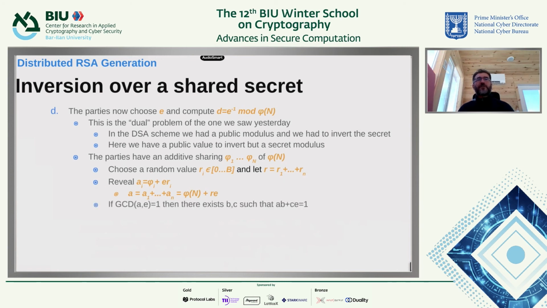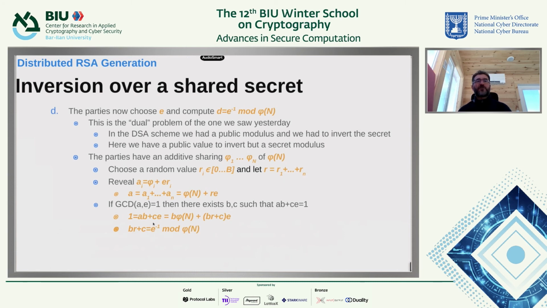So now, if the GCD of A and E is equal to 1, then there exist B and C such that A times B plus E times C is equal to 1. Okay, so let's see what that gives us. So 1 is equal to AB plus EC. But what is A? A is phi(N) plus RE. So if you plug that in, you get B phi(N) plus BRE plus EC. You're going to take this BR and put it in here because there is the E in front. Take this equation modulo phi(N), the phi(N) term disappears, and you're left with 1 equal to E times (BR plus C), which means what? The BR plus C is the inverse of E modulo phi(N), which is exactly what we were looking for.